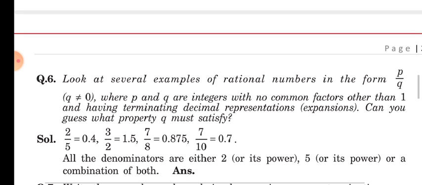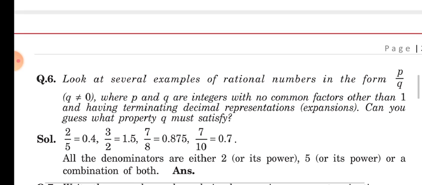Now, what is the rule? How will we know that such rational numbers will give terminating decimals? So the rule is about the denominator. See, in the first one, 2 by 5, the denominator is 5. In the second one, 3 by 2, the denominator is 2. In the third, 7 by 8, the denominator is 8. And in the last one, 7 by 10, the denominator is 10.